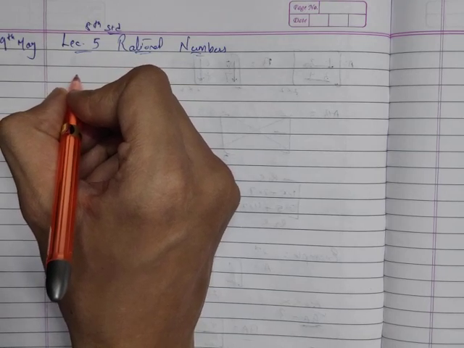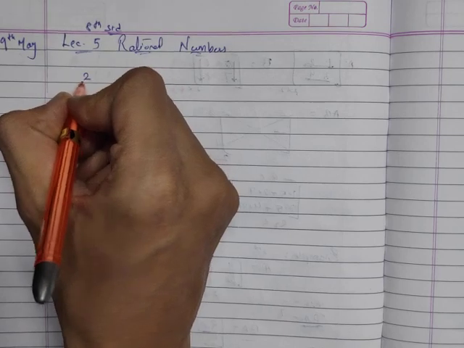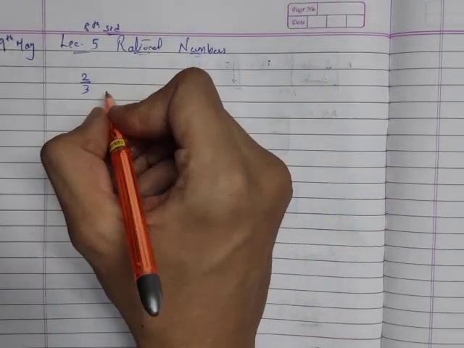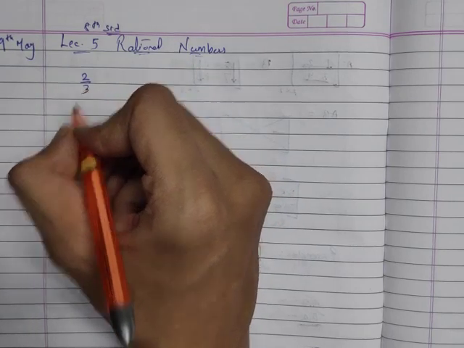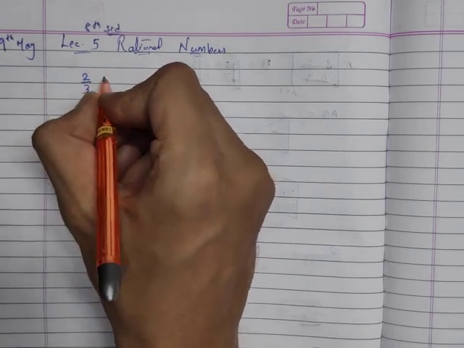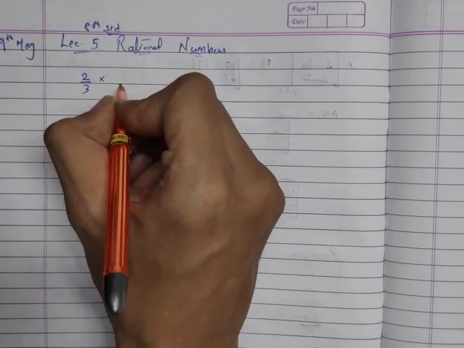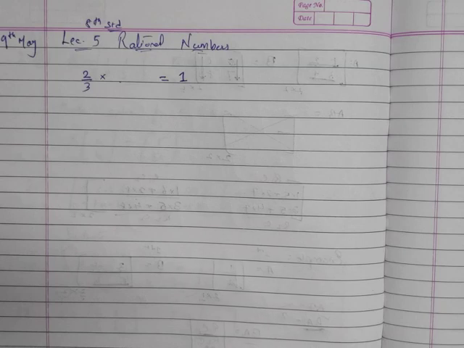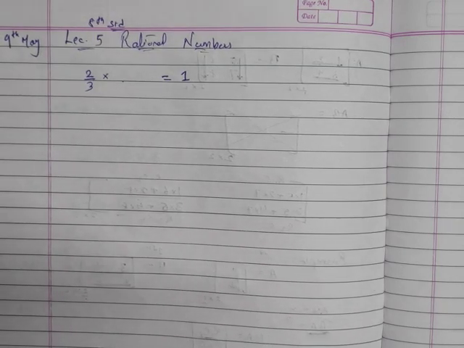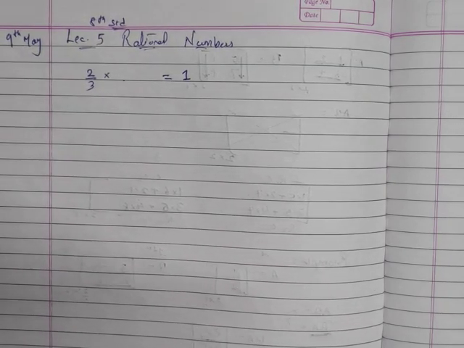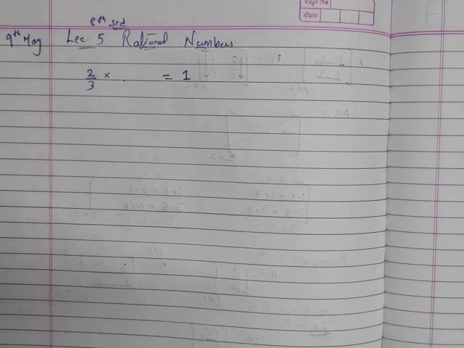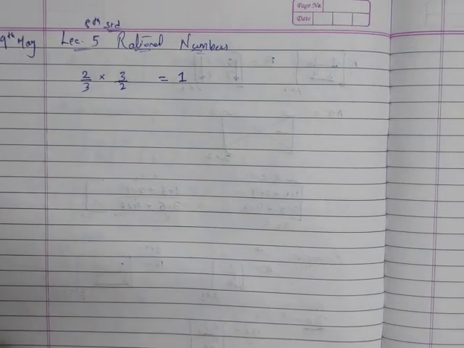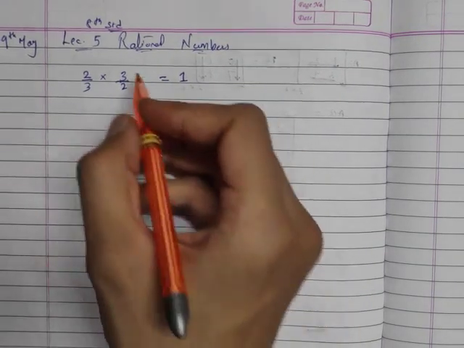It's simple. Say, for example, I have a number like 2 by 3. Now tell me one thing. What do I multiply by 2 by 3 such that the result is 1? Think. Answer is 3 by 2. Let's check.